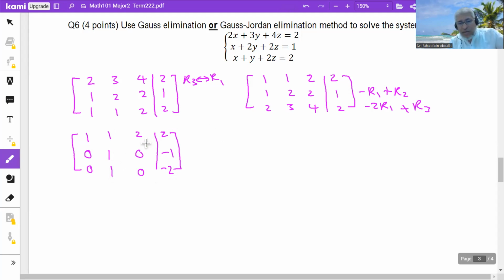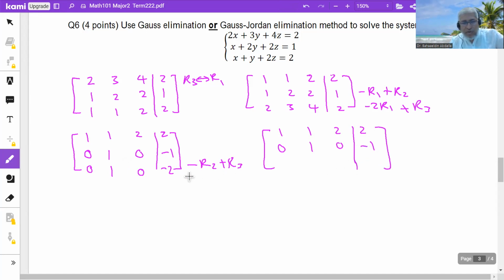Now, if we want to use Gauss elimination, I will make the one below 0. If you want to use Gauss-Jordan, you can make these two numbers, the one above and the one below, zeros. I'll keep using Gauss elimination only. So I need to change this one to 0 using this one, okay? -2 plus 3. The first row as it is, the second row as it is, there is no change. I'm changing only the third row here.